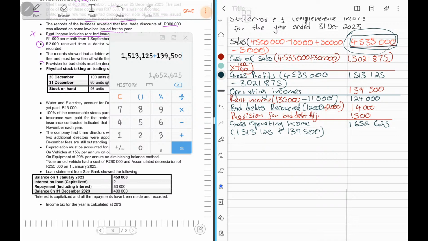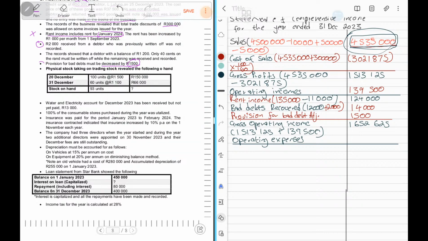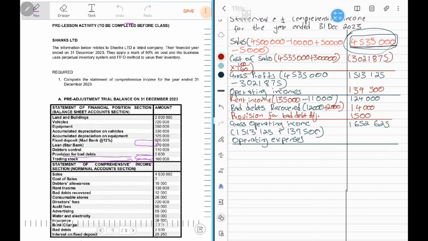Then we now do the operating expenses. Okay, so under operating expenses, simple, straightforward. Here we only want the operating expenses. Those ones that are not operating expenses, we do not do them.